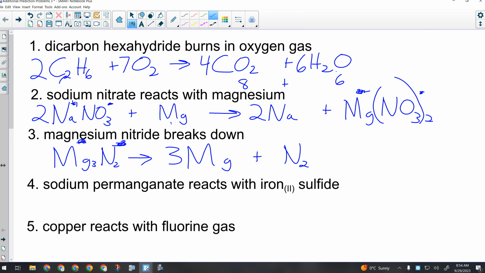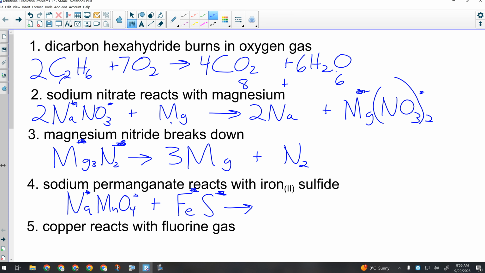Okay. How many people have done number 4? Right, you guys are fast. Okay, number 4, sodium permanganate. NaMnO4, that is a -1, and that is a +1. Is that compound okay? And it reacts with iron 2 sulfide. Okay, -2, and the charge on iron is 2. That's what the Roman numeral tells me, so that compound is okay the way I have it written.